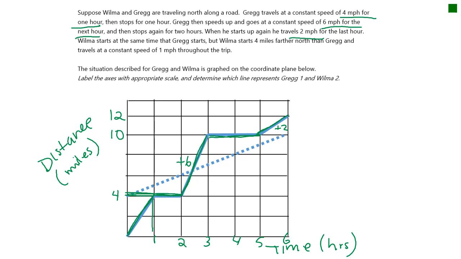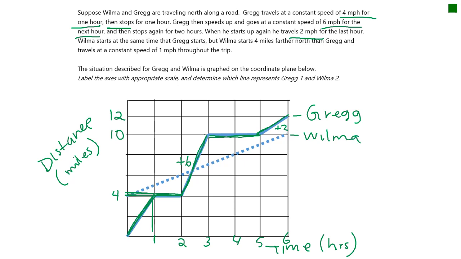All right, so that means that this line right here represents Greg. And I could notice that from the beginning because it tells you Greg travels at a constant speed of 4 miles per hour, then stops. The only person that stops and has been stopping is the solid line, the one I just traced. The dashed line has to be Wilma.